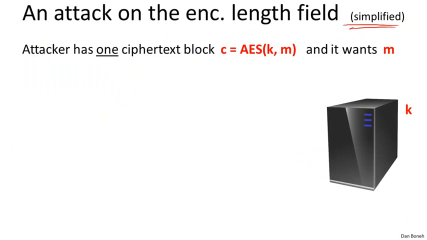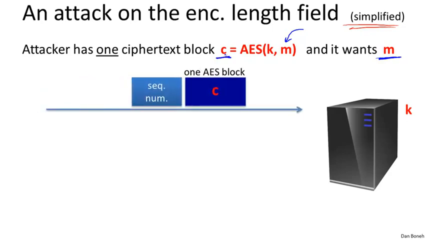So here's the idea. Suppose the attacker intercepted a particular ciphertext block, namely the direct AES encryption of the message block M, and now he wants to recover this M. And I emphasize that this intercepted ciphertext is only one block length. It's one AES block. So here's what the attacker is going to do. He's going to send a packet to the server that starts off as normal. It basically starts off with a sequence number, and then he's going to inject his captured ciphertext as the first ciphertext block that's sent to the server.